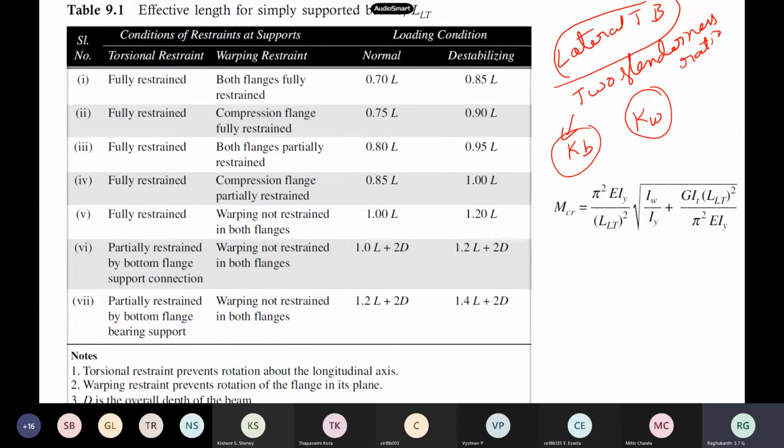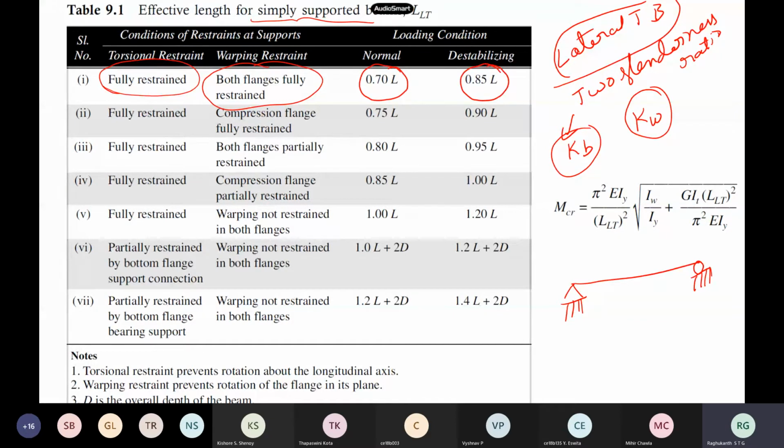Now this is for a simply supported beam. So my beam is like this. There are two restraints given: one is for the torsion, the other one is for the warping. Now the torsional restraint, if it is fully restrained, both flanges fully restrained. Loading conditions also, two are there. So this slenderness ratio is 0.7. For the destabilizing case, it is 0.85.